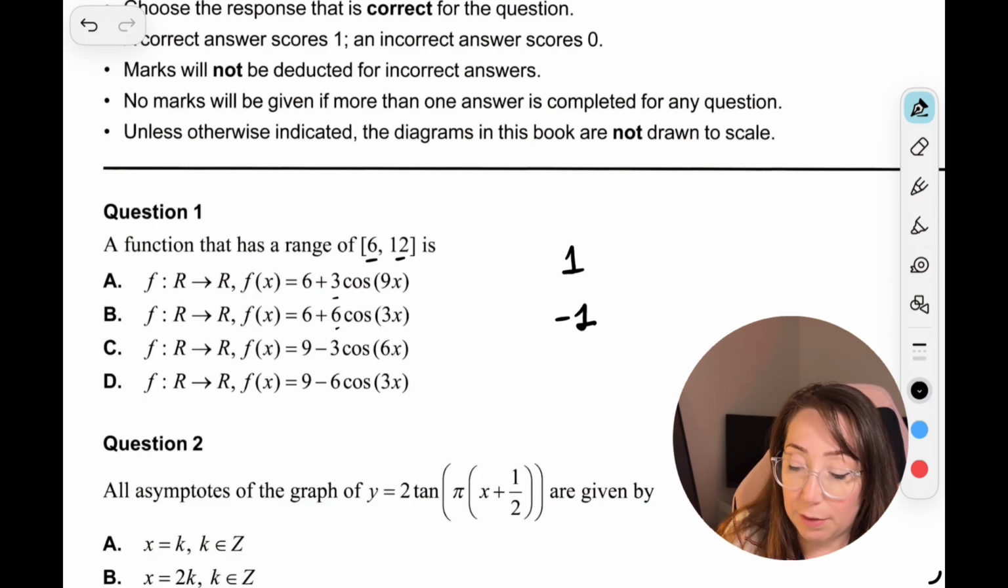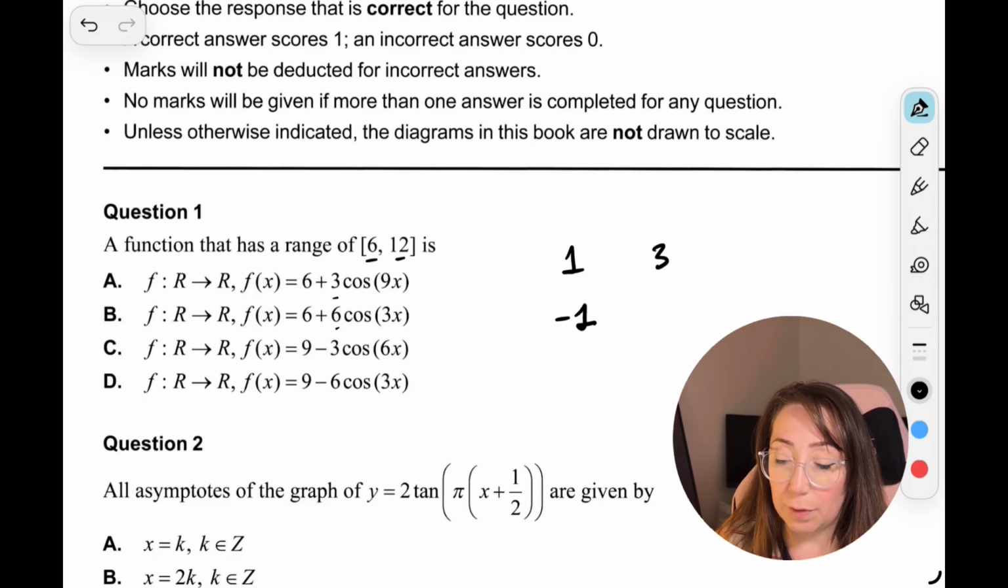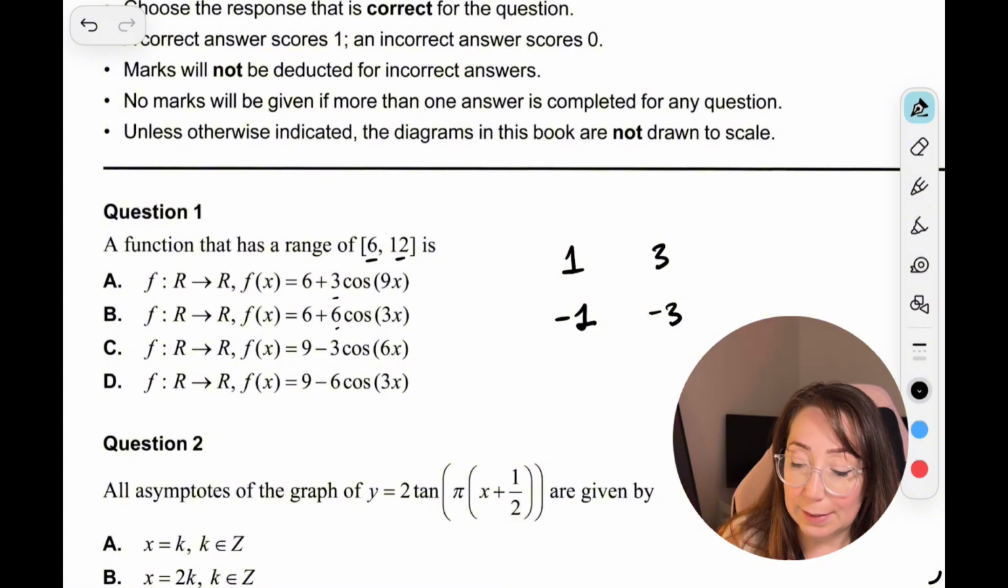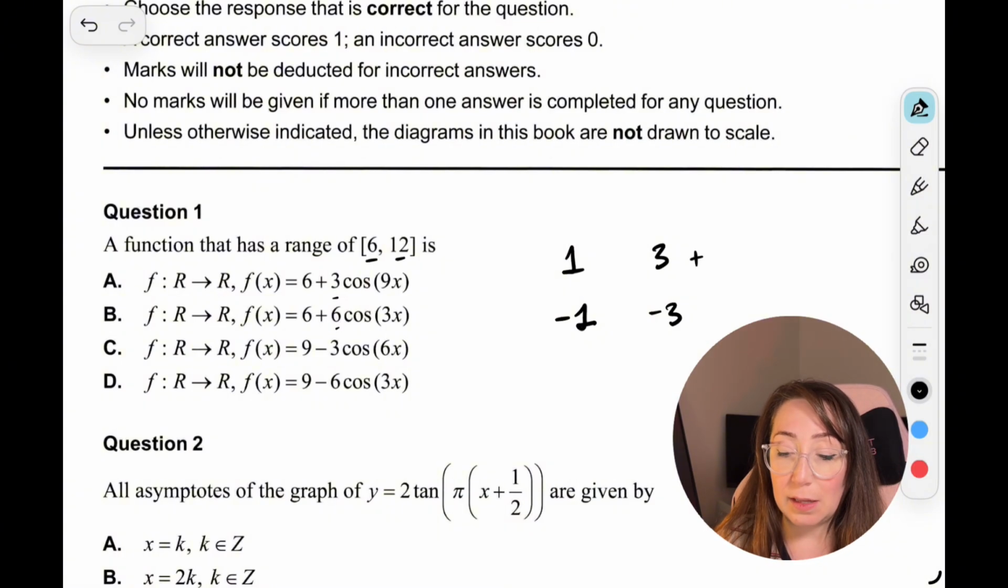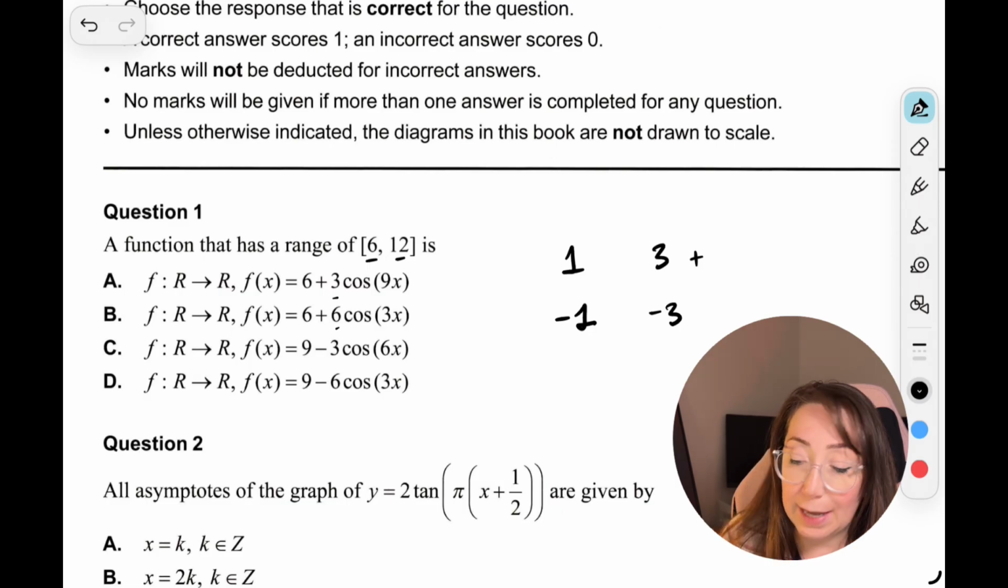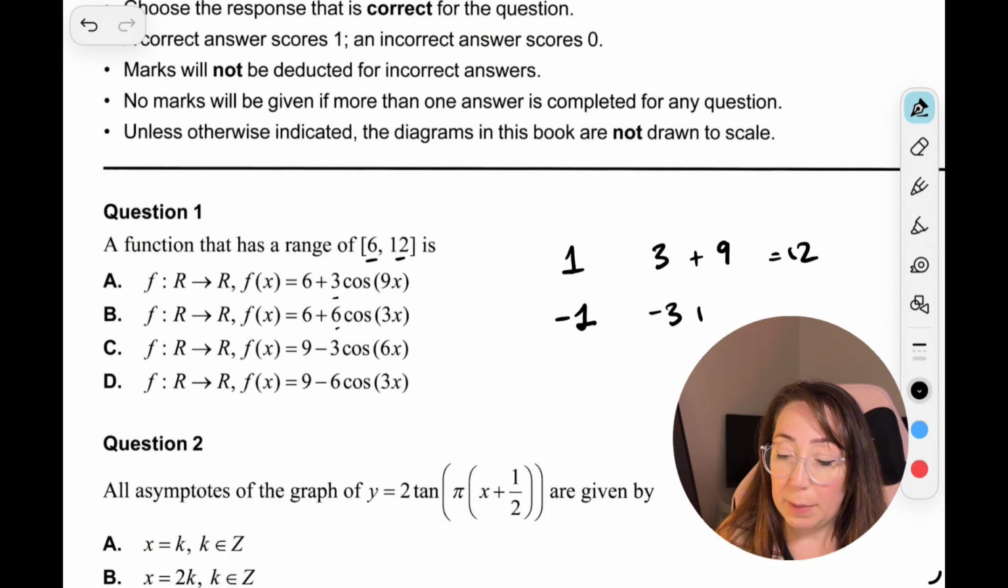So if I dilate by 3, then we have an amplitude of 3 and -3, and then I could add 6 to it, or 9. So if I add 6, I can see that the maximum will be 9, which is not what I want. But if I added 9, then the maximum would be 12. And the minimum would be 6, which is awesome. That's exactly what I want.